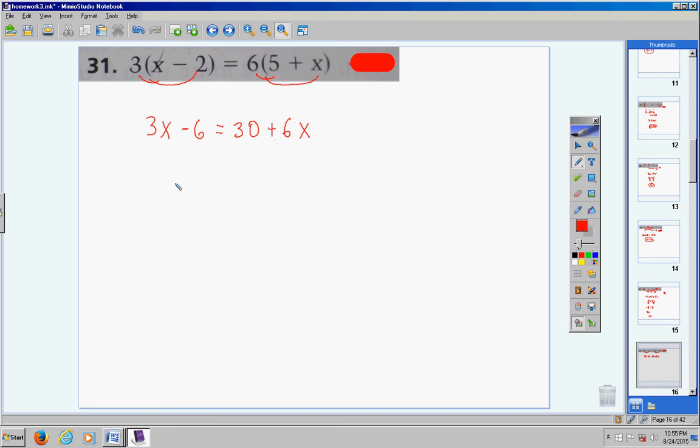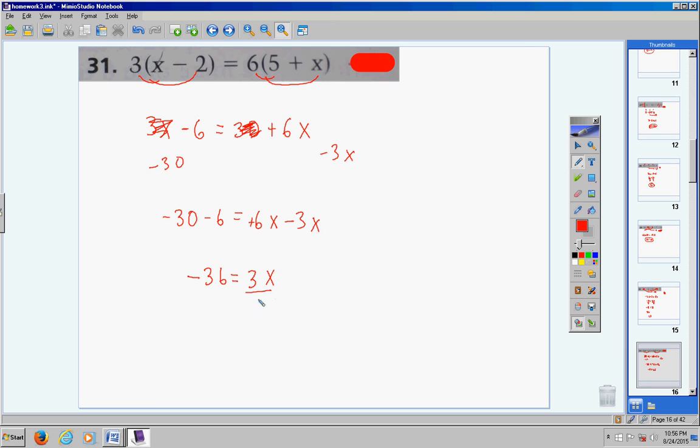Step 2, eliminate fractions or decimals. I don't see any. Next step, get your constant and variable terms on the same side. I'm going to bring my 3x over here and make it a negative 3x. I'm going to bring my positive 30 over here and make it a negative 30. So I have negative 30, negative 6 equals positive 6x, negative 3x. Well, you owe me 30, you owe me 6 more, negative 36. You have a positive 6, so you have $6, you owe me 3, pay off your debt, and you're left with positive 3.